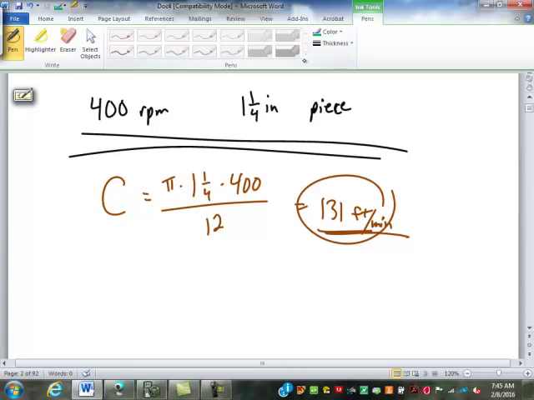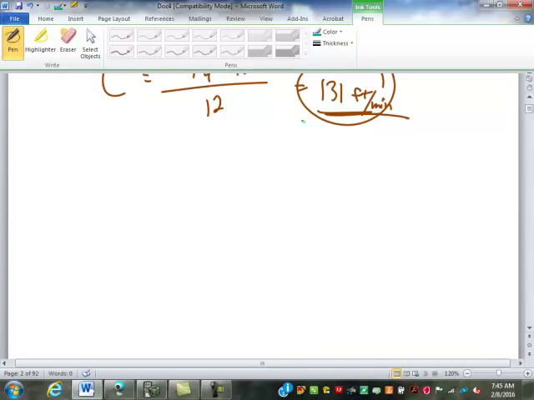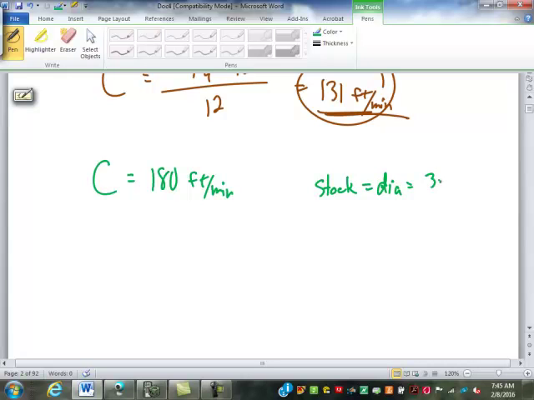Usually, you don't just set an RPM and calculate a surface cutting speed. Usually, you're told, hey, I'm going to look up for this material. For this material, the recommended surface cutting speed is 180 feet per minute. And I'm going to turn a piece of material that has a diameter of 3/4 of an inch. You want to find the RPM, find N.